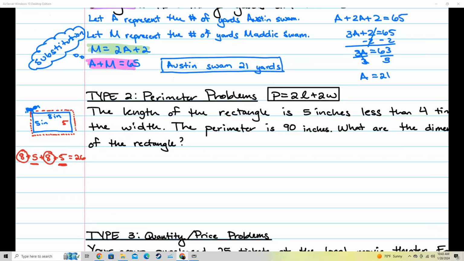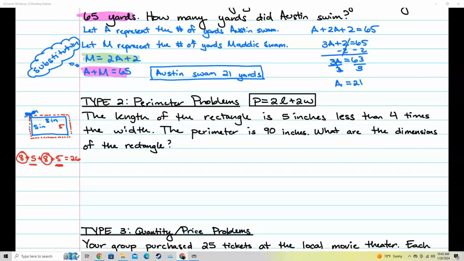Okay, so now that we know how the formula looks like, let's go ahead and get started into the problem. It says the length of the rectangle is 5 inches less than 4 times the width. The perimeter is 90 inches. What are the dimensions of the rectangle?